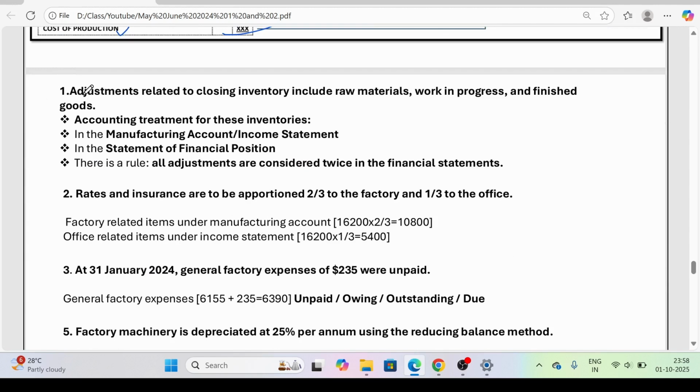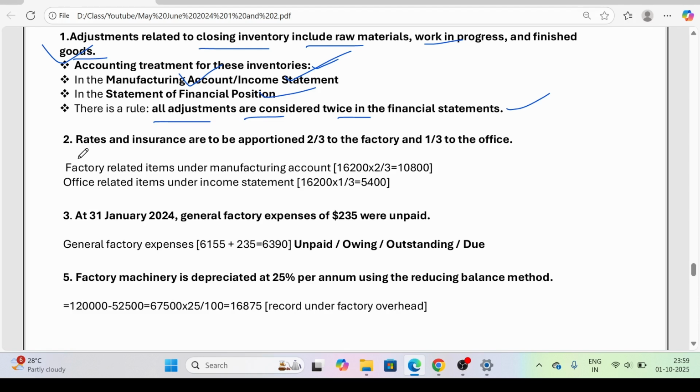First adjustment is related to closing inventory, including raw material, work in progress, and finished goods. The accounting treatment for this inventory is that we will take it in the manufacturing account, income statement, and statement of financial position. There is a big rule in financial statements: all adjustments are considered twice in the financial statements. So that is the first adjustment.